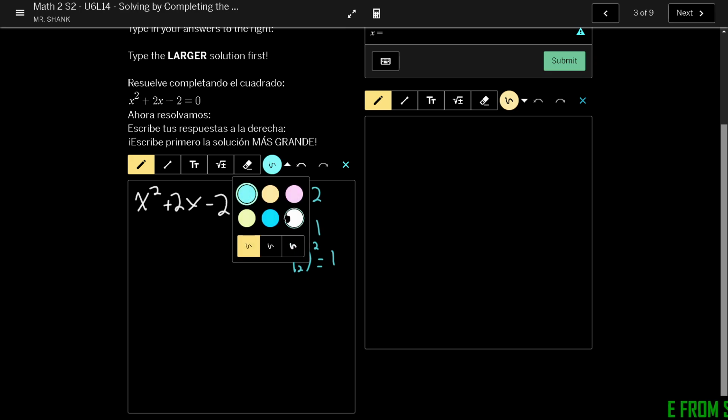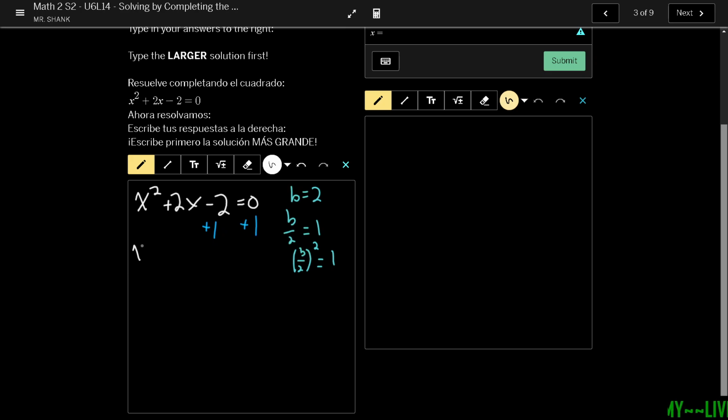And so now I'm going to add it to both sides. I'm going to add 1 to both sides, and I have to keep it separate from these other terms. So I'm not going to actually add these two terms together, even though they're like terms. I'm going to keep them separate. So it's going to look something like this. I'm going to have x squared plus 2x plus 1, and then I'm going to bring down the rest of the equation. So minus 2 equals, and then I'm going to add the right side. So 0 plus 1 is just 1.